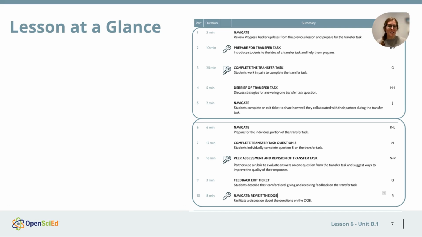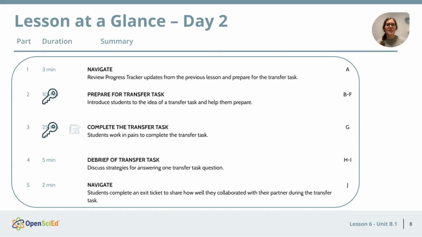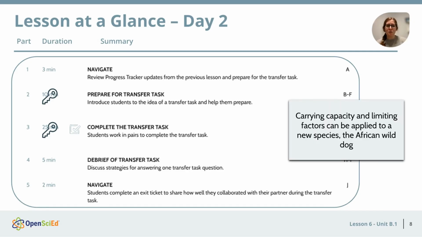Okay, the lesson at a glance. We've got 2 sense-making loops and 4 key moments that we'll be going through in today's video. Sense-making loop 1, the students are going to be preparing for the transfer task and then answering questions 1 through 7 of the transfer task. And they're going to figure out that carrying capacity and limiting factors can be applied to a new species, the African wild dog. And it leads them to wonder, can we take this information that we've learned and then determine if we can apply it to the relocation of a new pack?